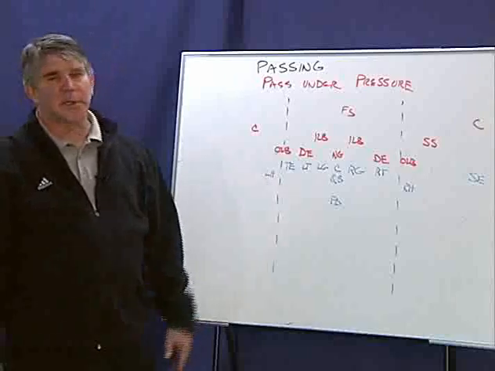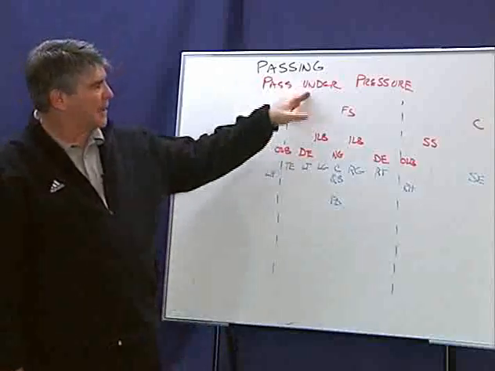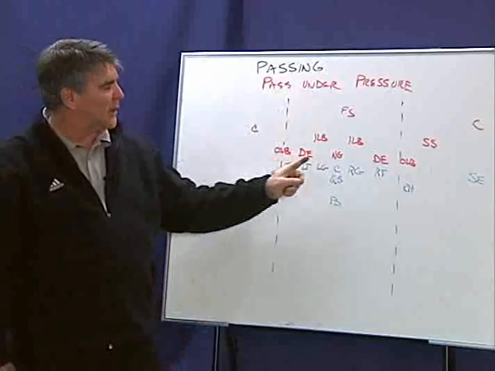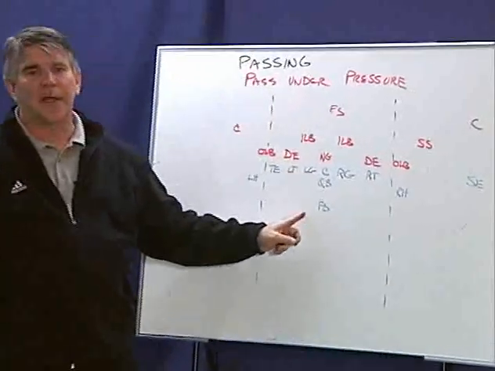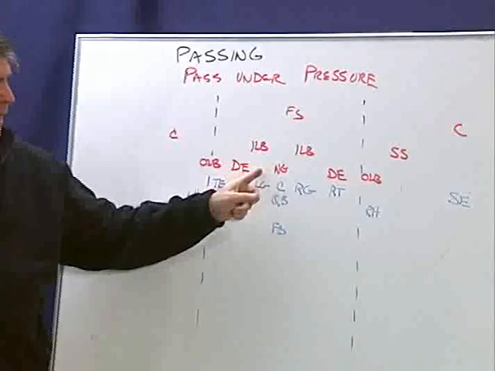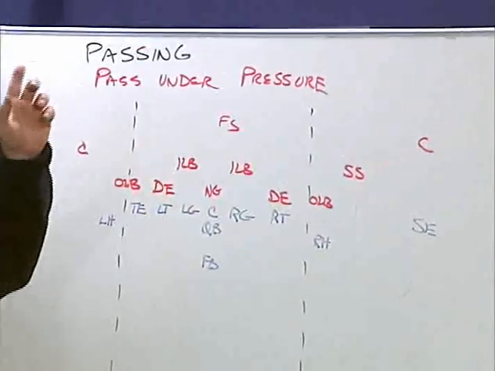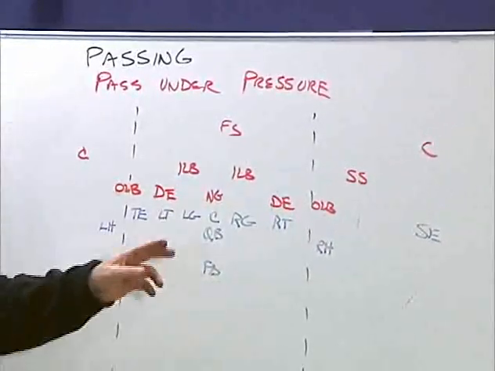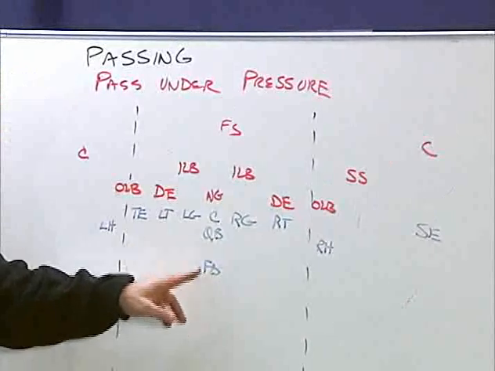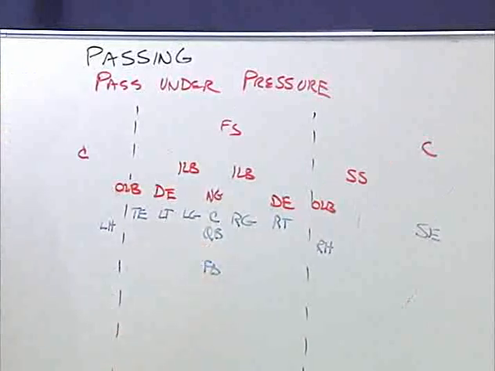So what we do in this pass under pressure drill is this is 11-on-11. And we tell the defense, this is your chance to tee off on the offense. We want them to run every blitz, every stunt, everything they can think of to make it absolutely hard on this quarterback over here in terms of his recognition.